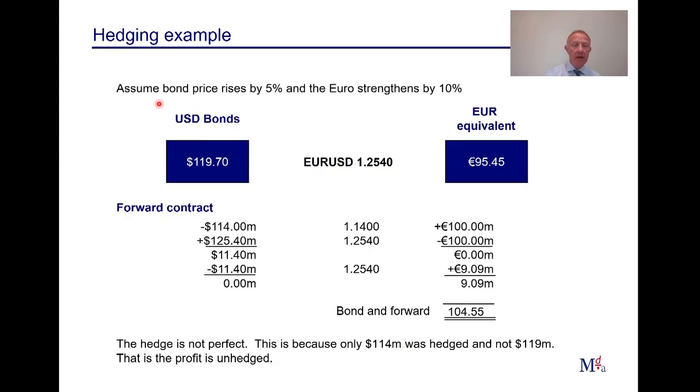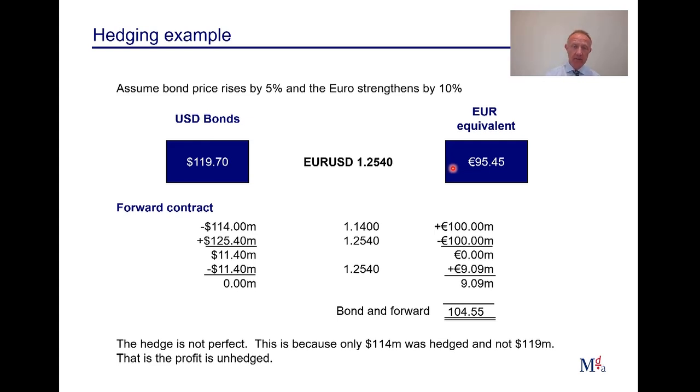Now, over time, the bond price has risen by 5%. Our bonds are now worth 119.7 million dollars. However, the euro has also strengthened and the exchange rate is now 1.2540. So although the bonds are worth more in dollar terms, they're actually worth less in euro terms. We've suffered a loss because of the exchange rate movement. However, because we've done the forward contract, we've hedged that loss.